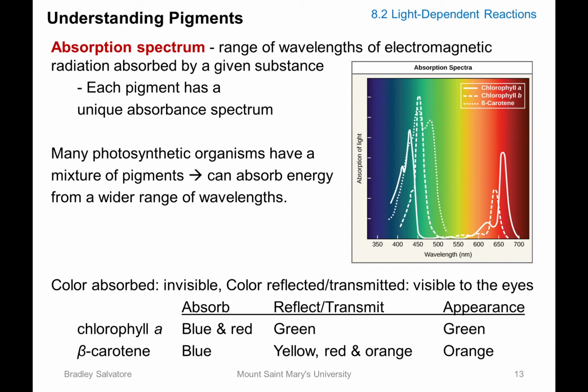But one thing to keep in mind, as you can see here in this absorption spectra, is that each pigment has its own unique absorbance spectrum, and they only absorb certain wavelengths. They don't absorb everything. Thus, they give a color appearance from the color that has been reflected and transmitted back out to your eye.